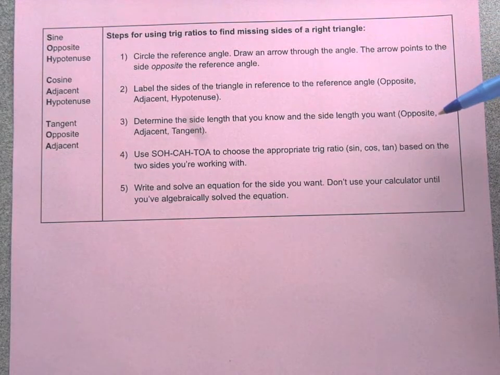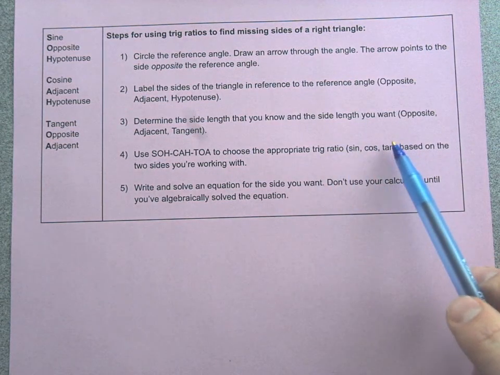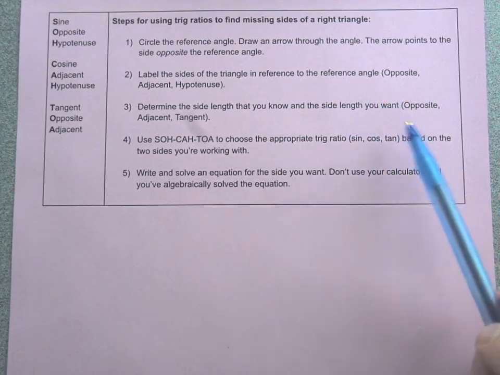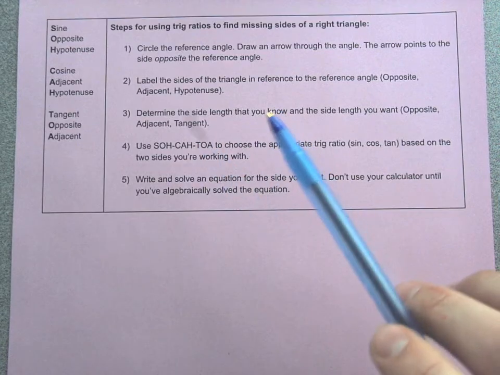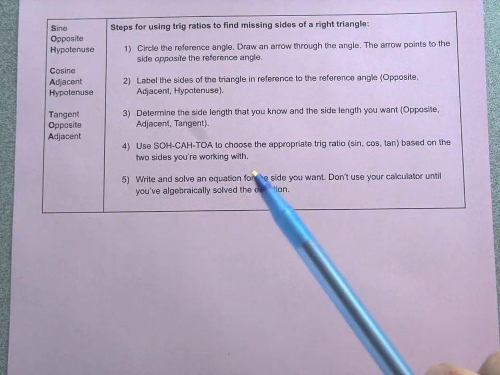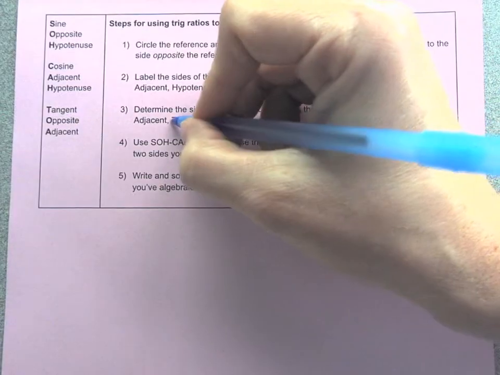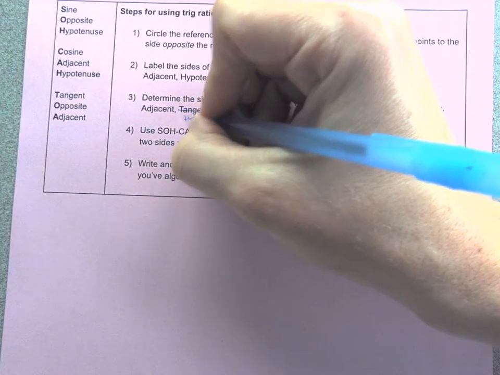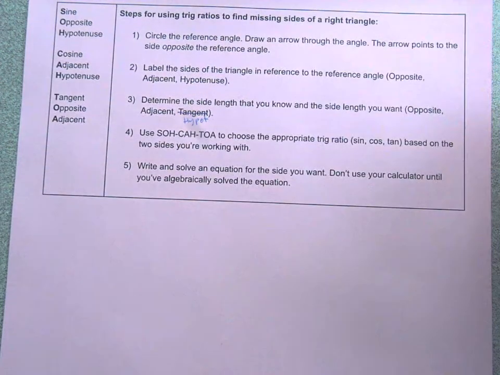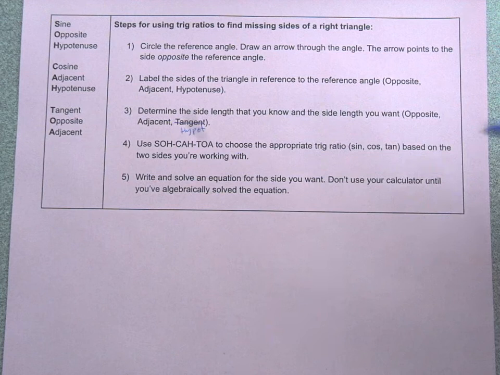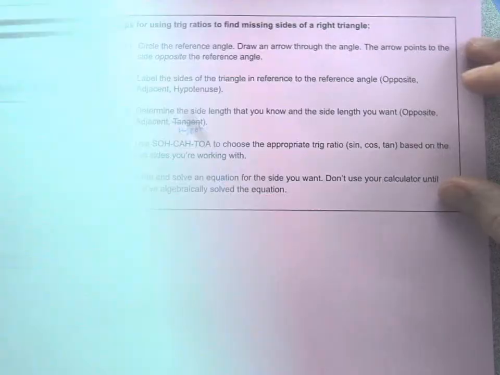Okay, step 3, determine the side length that you know and the side length that you want. So what we're talking about is, do you have the opposite and the adjacent, or the opposite and the hypotenuse? Sorry, I said tangent, that should be hypotenuse. Sorry. I'll fix that on your copy. Okay. Do you have the opposite, the adjacent, or the hypotenuse? You're going to have 2 of those 3. Okay, and you got to figure out what you're talking about.